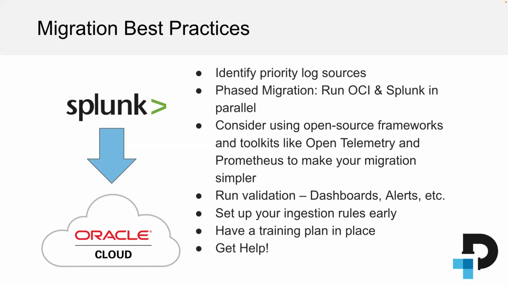The next thing is considering using those open source frameworks or toolkits like we talked about in the beginning, OpenTelemetry, Prometheus, things like that. The reason we recommend this is if you already have those going into your data of Splunk, and then you want to transition to OCI, you can do so that both tools are using the exact same data. You don't have any integration layer in between that could be manipulating or changing things. Both of them are sending the exact same data, so you can do a better comparison side by side.